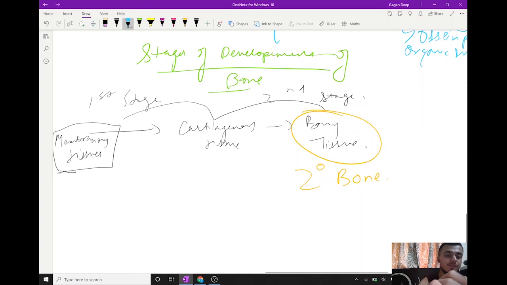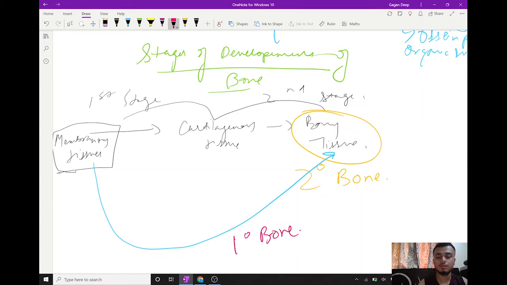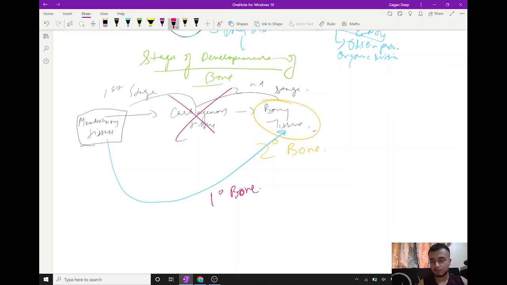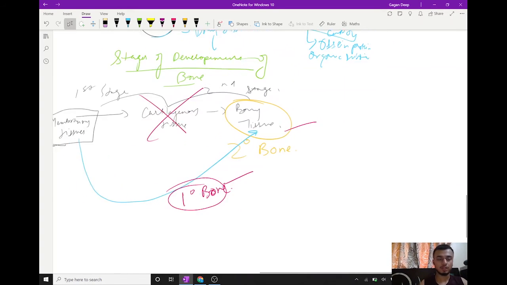And what if I told you the membranous tissues can be directly converted into bony tissue? The bone which we will get then will be known as primary bone, because it undergoes only one stage of development and skips the cartilaginous part. So, what are the examples of secondary bone? What are the examples of primary bone? We'll come to it later.